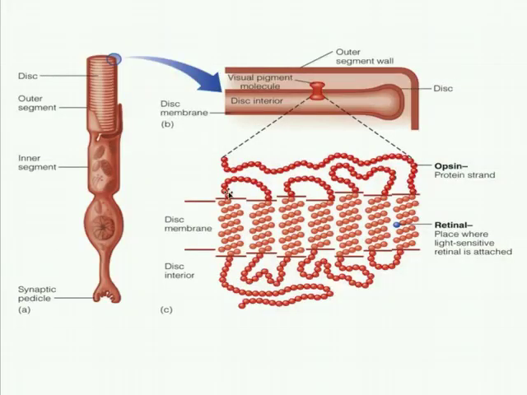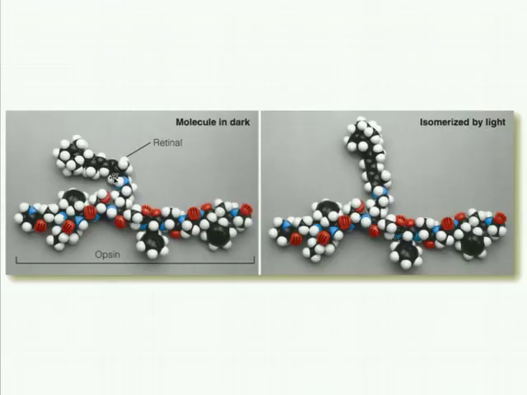Now, the visual pigment is a specialized kind of molecular structure that's inside the discs on the photoreceptors. And these molecules contain long chains of opsin, upon which there are small portions called retinal, which is the place on this molecule that's light sensitive. And what happens is, this retinal molecule will change its shape through isomerization. So that's the change of shape in response to light.